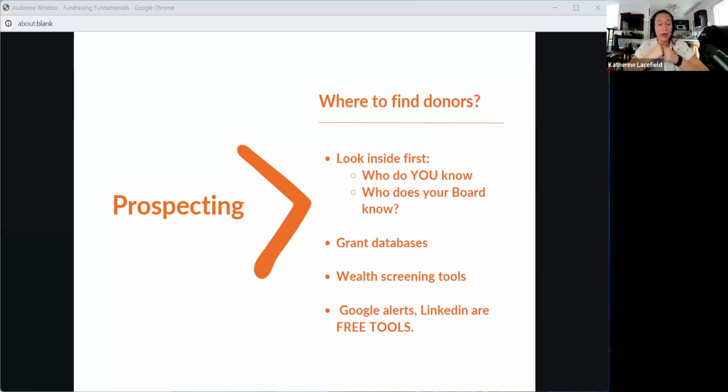There are also, for individuals, wealth screening tools. Sorry, I need some coffee. So wealth screening tools are more for individuals, but can also be used for companies.